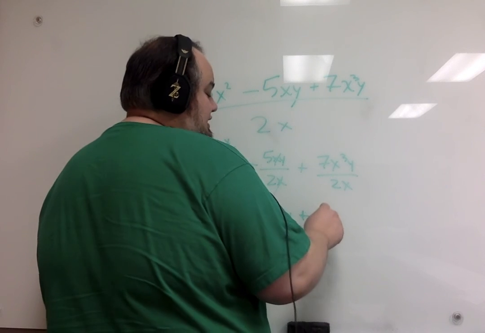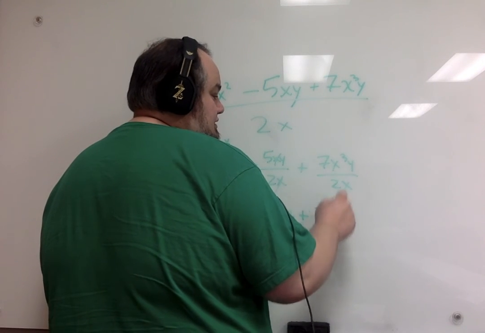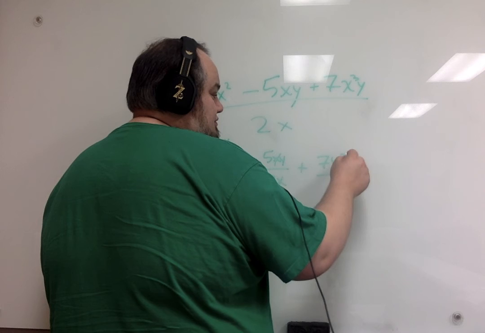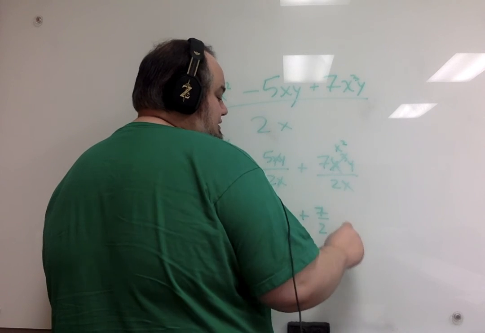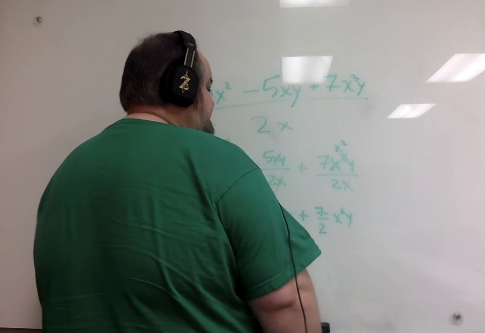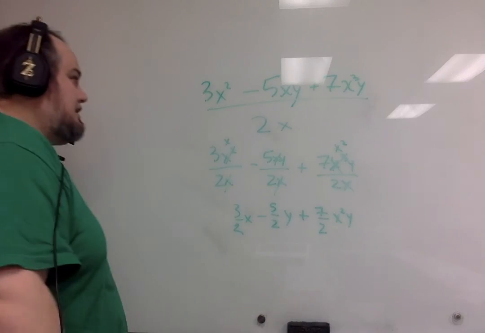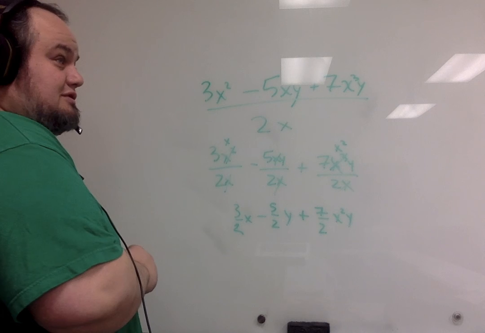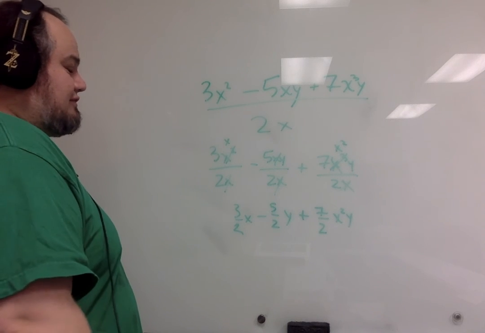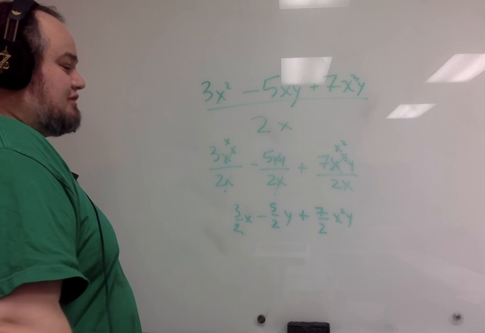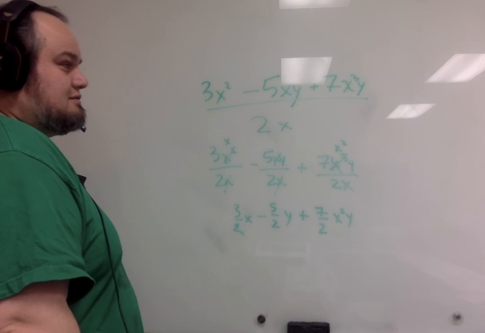And then this last one, plus 7 over 2. X's cancel. We're left with x squared. So we get x squared y. So our answer here when we divide is 3 over 2 times x minus 5 over 2 times y plus 7 over 2 times x squared y.